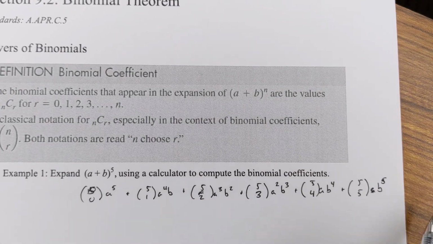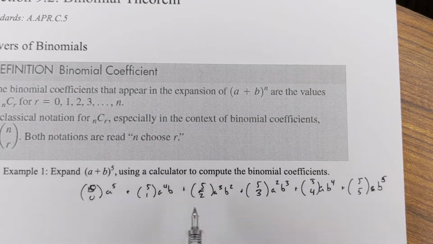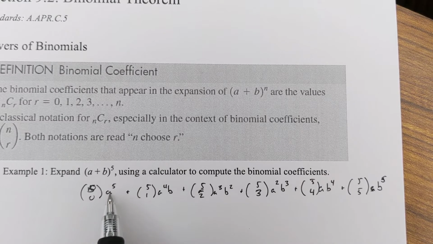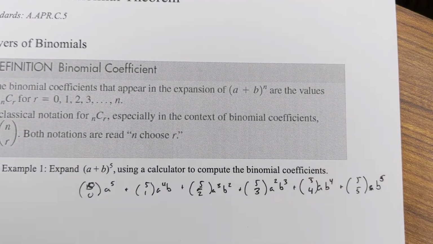Because the powers of a will be descending and the powers of b will count up. If you think about the FOIL, the first term will be all 5 a's multiplied together, a to the fifth. The last one will be b to the fifth.